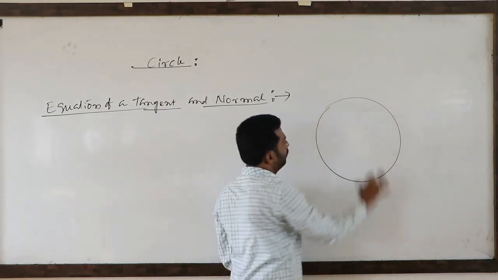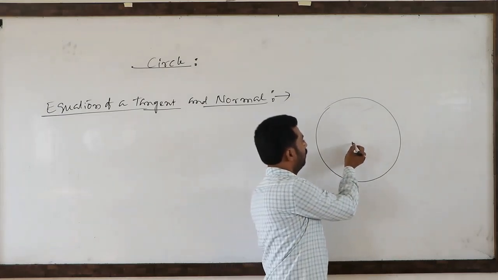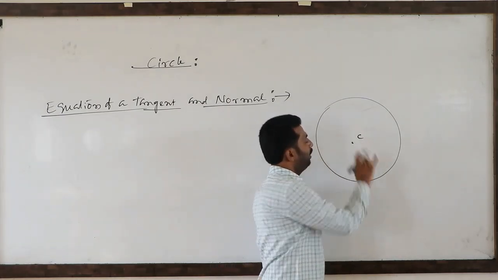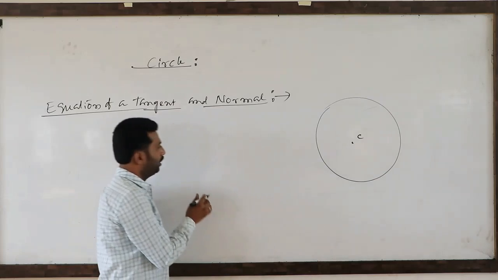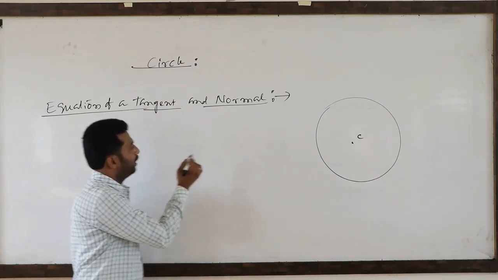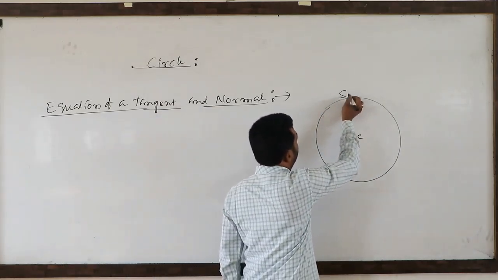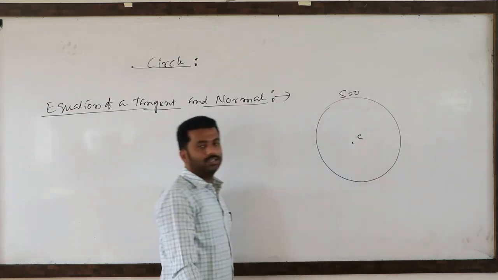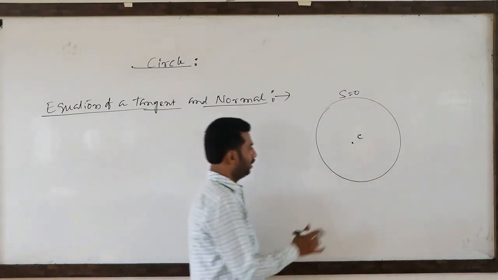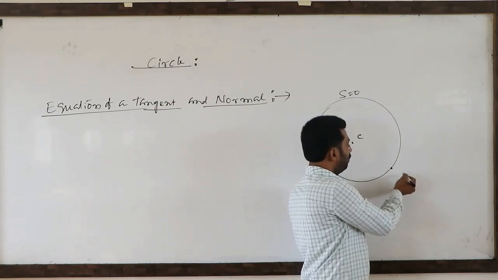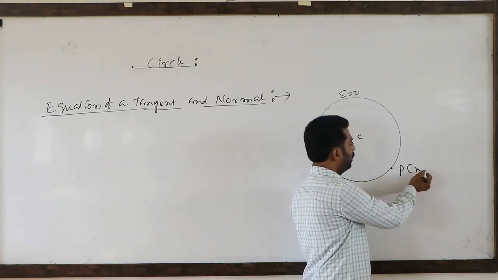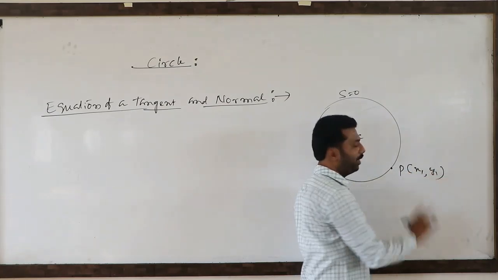This is a circle with center C. This circle equation, S equal to 0, we are representing. It is the general equation of a circle. On the circle, I am taking one point, that is P of x1 comma y1.